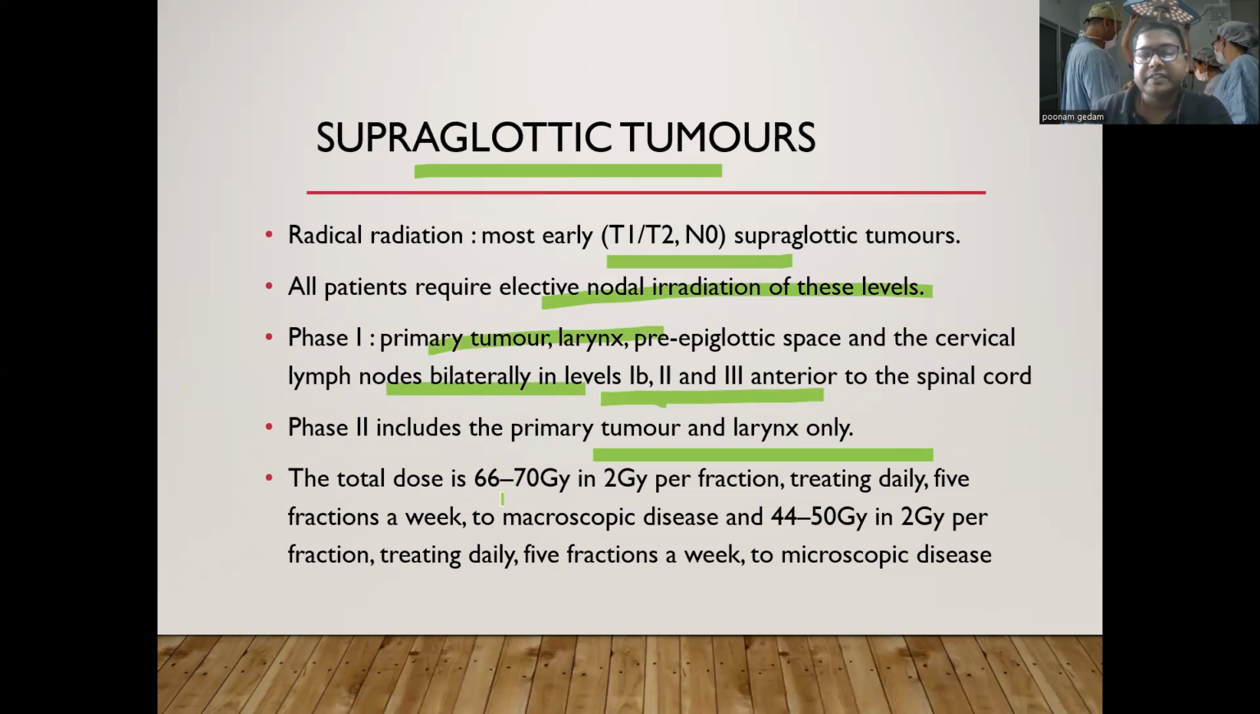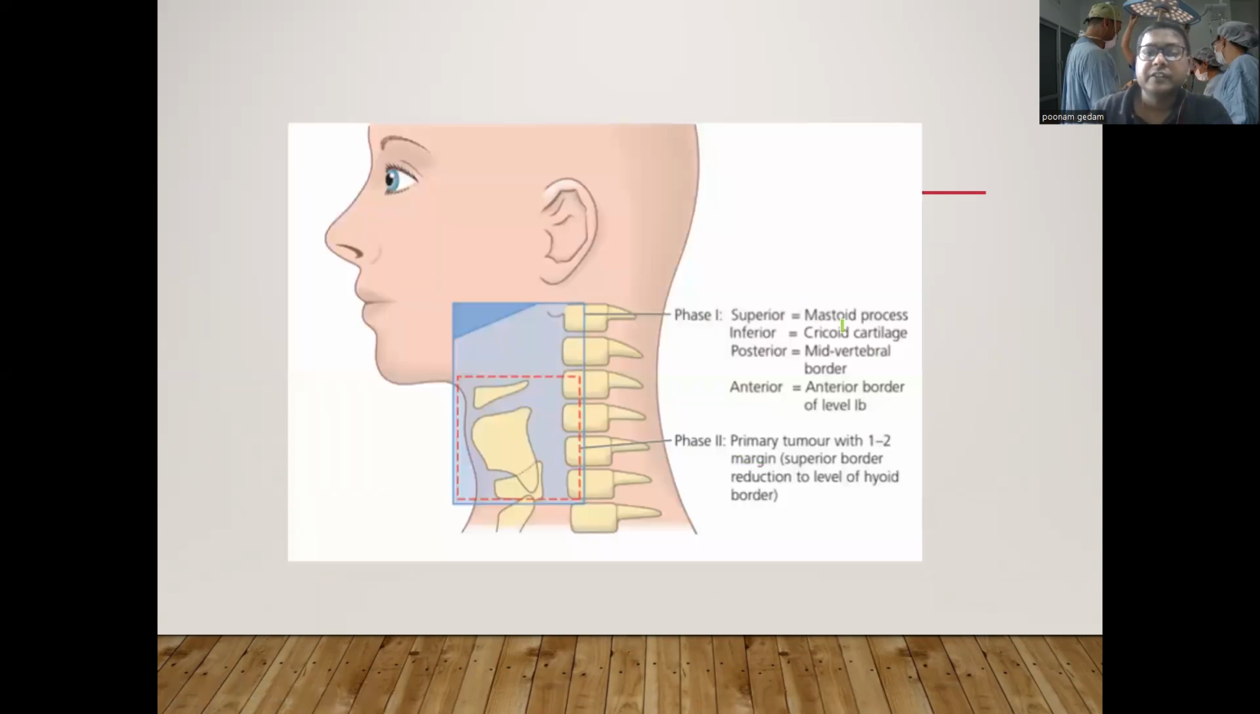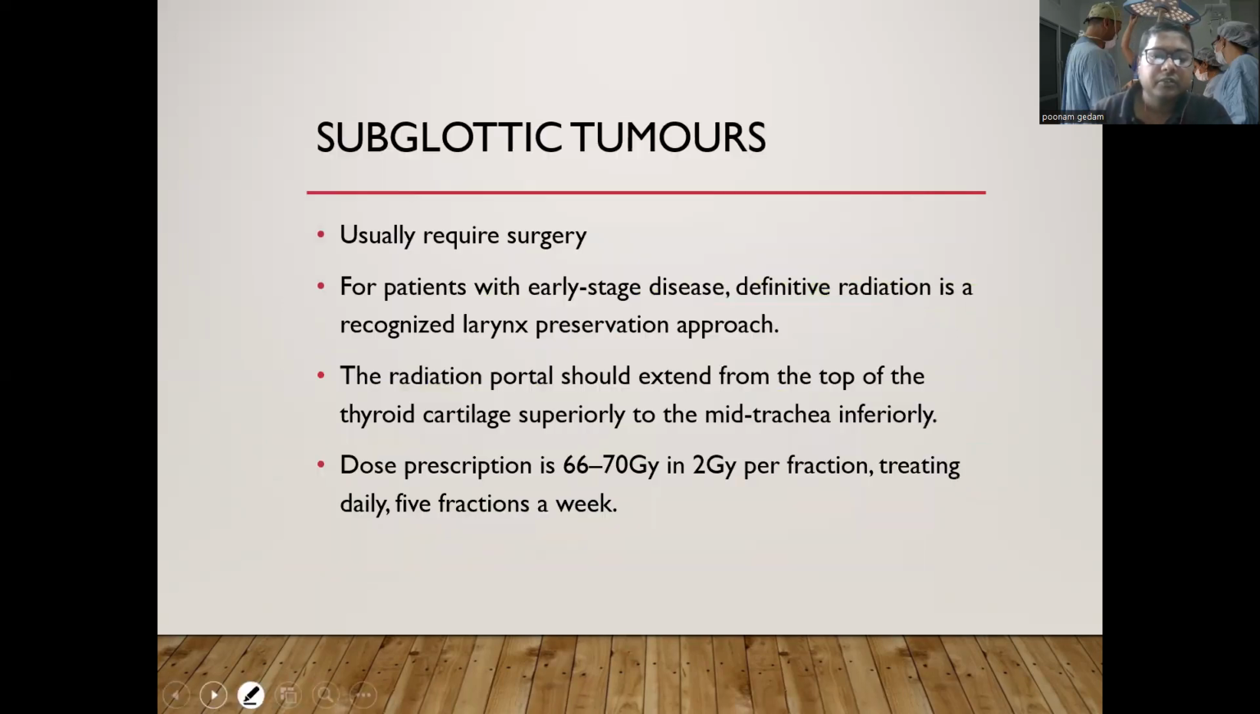The total dose is 66 to 70 grays in 2 grays per fraction, treating daily 5 fractions a week to gross disease, and 44 to 50 grays in 2 grays per fraction, treating daily 5 fractions a week to microscopic disease. So phase 1: superiorly mastoid process, inferiorly cricoid cartilage, posteriorly mid-vertebral body, anteriorly anterior border of level 1B. Phase 2: primary tumor with 1-2 cm margin, superior border reduced to the level of the hyoid.